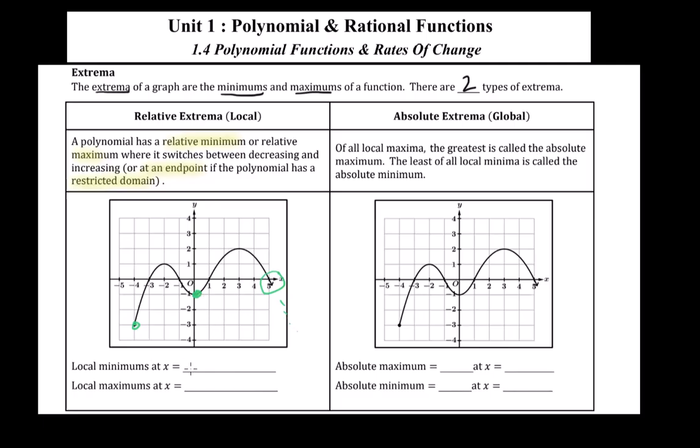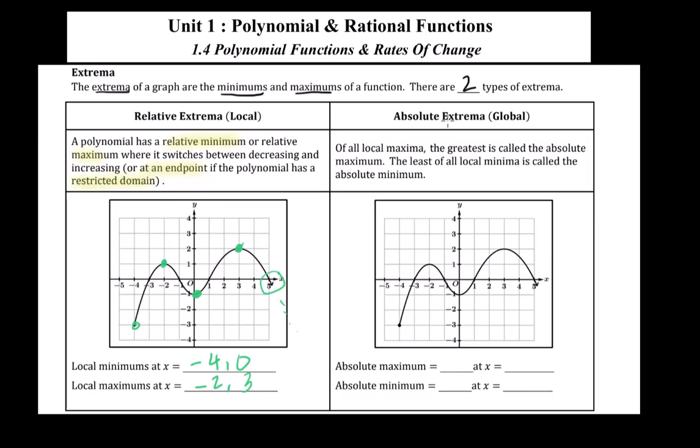So the local minimum is (-4, 0), which is those 2 points. What is the maximum? The local maximum, or relative maximum or minimum, will be these 2 points, which are (-2, 3) and (-2, 3).